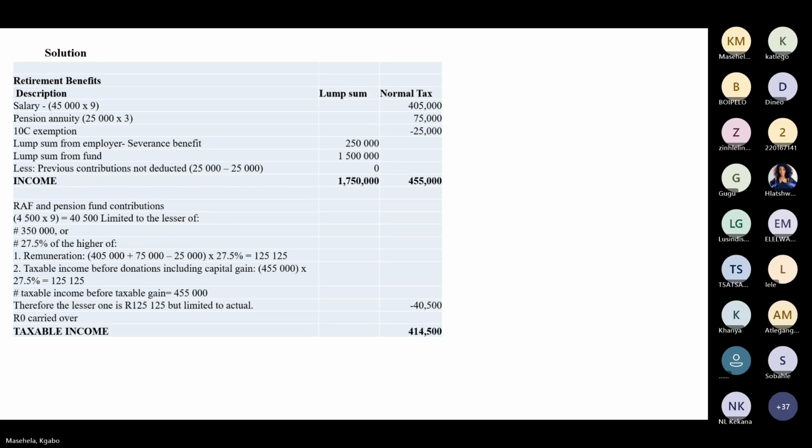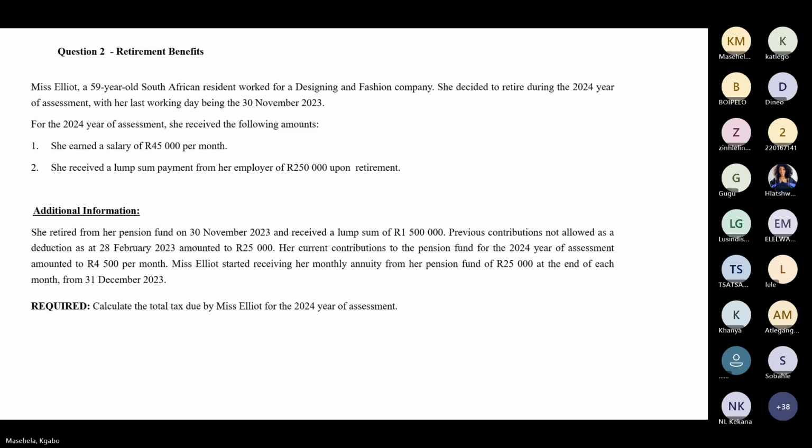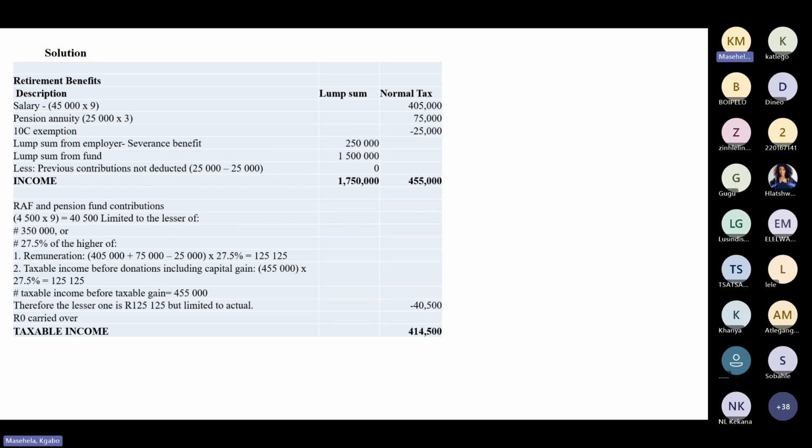Pension annuity, 25,000. It's for 3 months, because she started to receive in December, just to be 100% sure. Look at this. Miss Elliot started receiving a monthly annuity from a pension fund at the end of each month from December. December, she got something. Can you see? January, she got something. February, she got something. That's why we are saying 25,000 multiplied by 3, because she received by the end of December, the end of January, and the end of February. That's 3 months.